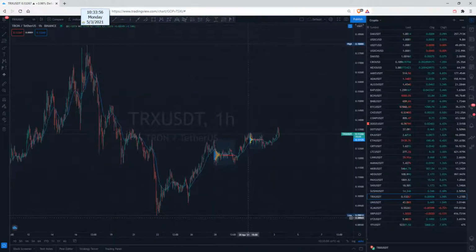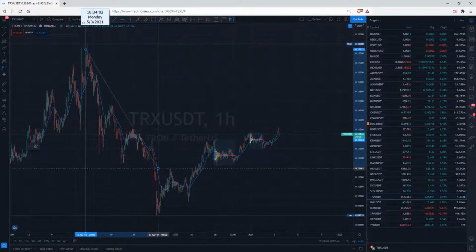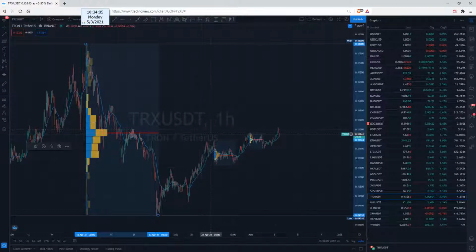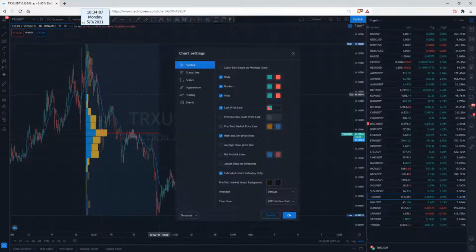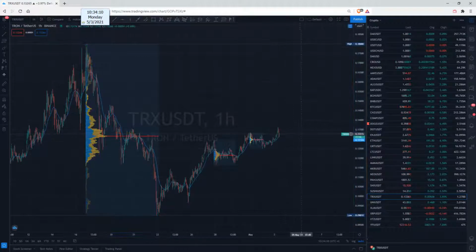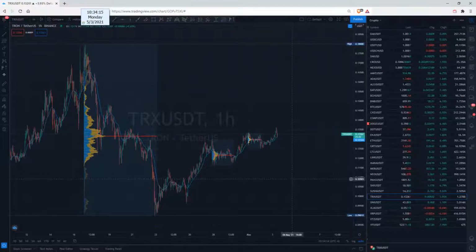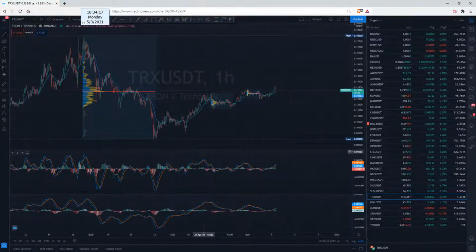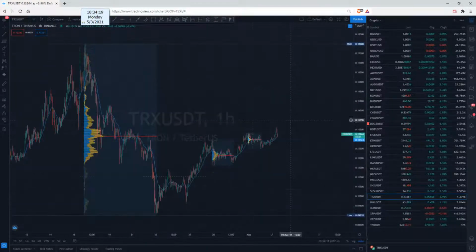Tron. Oh, Tron. If we go from the top to the bottom, they have a very middle-weighted POC, smack in the middle, hovering around the 13-cent mark. They're trying to break above it right now. Super weak. Divergence all the way across the highs, telling us to expect a deeper pullback.